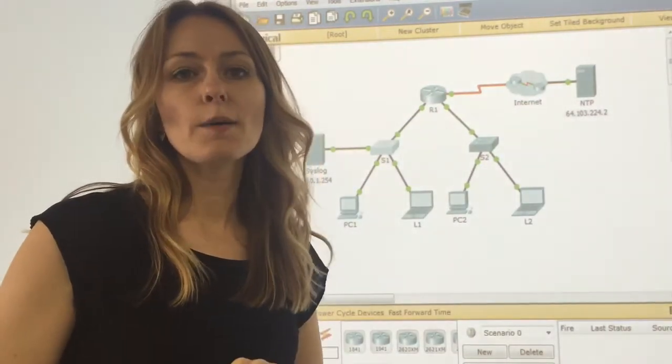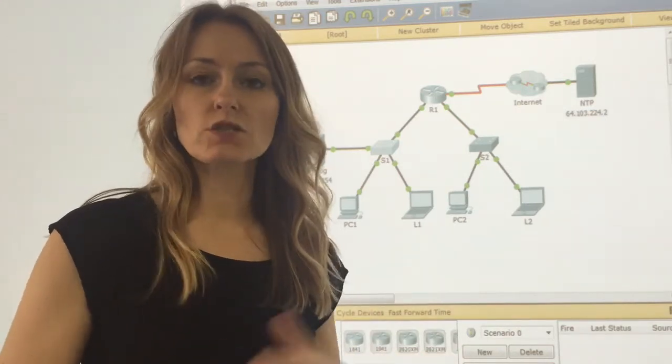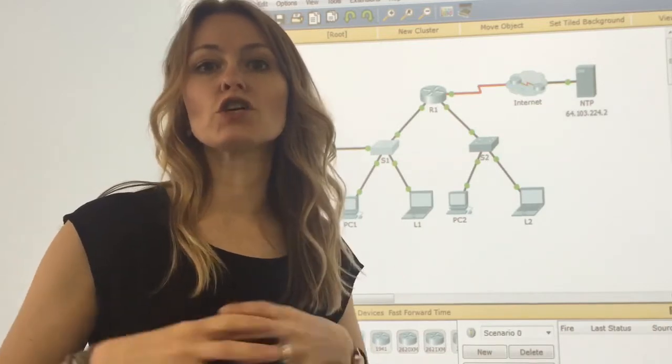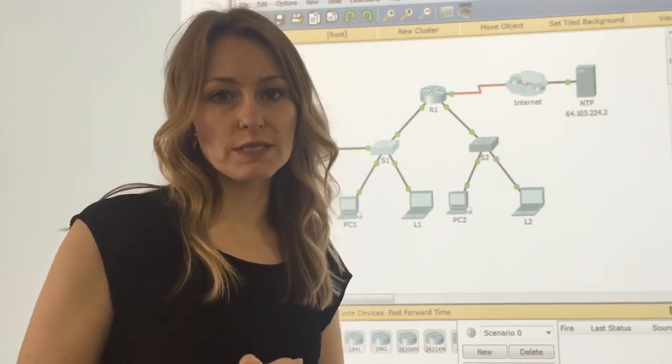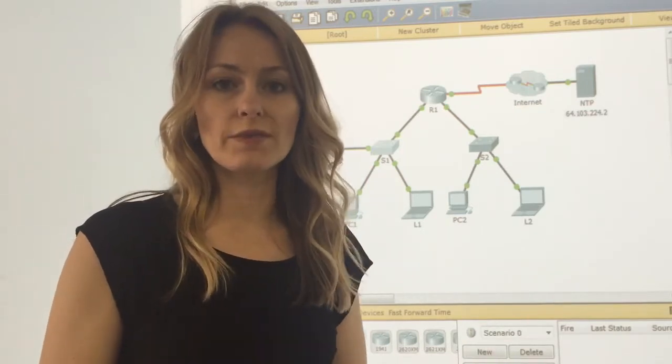Syslog is a logging messaging system. The devices on your network will generate messages when something happens. These messages are then sent to the console or wherever you configure them to be sent, and the administrator has access to them and can read them and knows what's going on within the network.